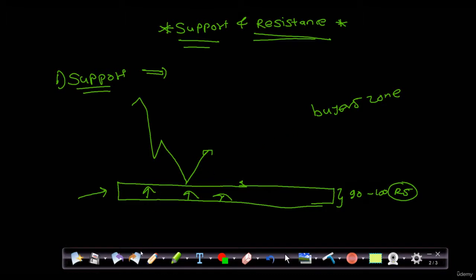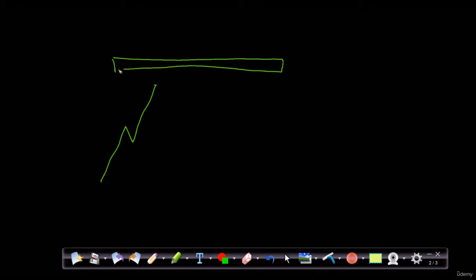Now exactly the opposite is resistance. If the market is moving upside, people are interested to short the trade, close the trade or sell at 1000 rupees. Let's say 1000 rupees here. People are able to sell the share at 1000 rupees. So selling starts from here and the market will start moving downside for some time. That's the reason it's called the resistance area. Hope you got my point.